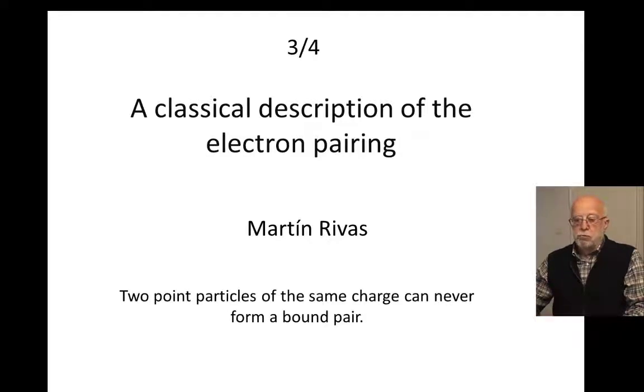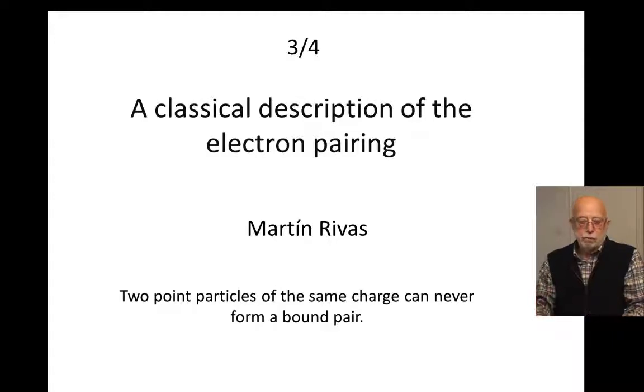Well, we know that 2 point particles of the same charge can never form a bound state. 2 electrons repel each other. So if we try to analyze their dynamical behavior in their electromagnetic interactions, they cannot form a bound state. We can form a bound state with a positive charge and a negative charge. Hydrogen atom is one of these examples, which has many stable bound states.